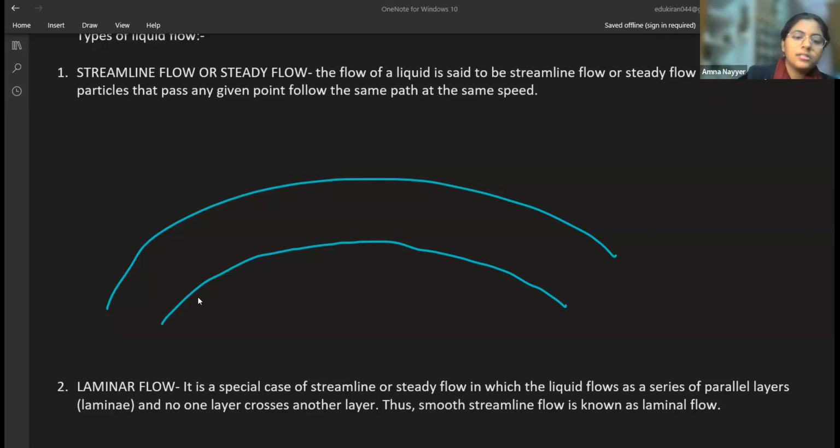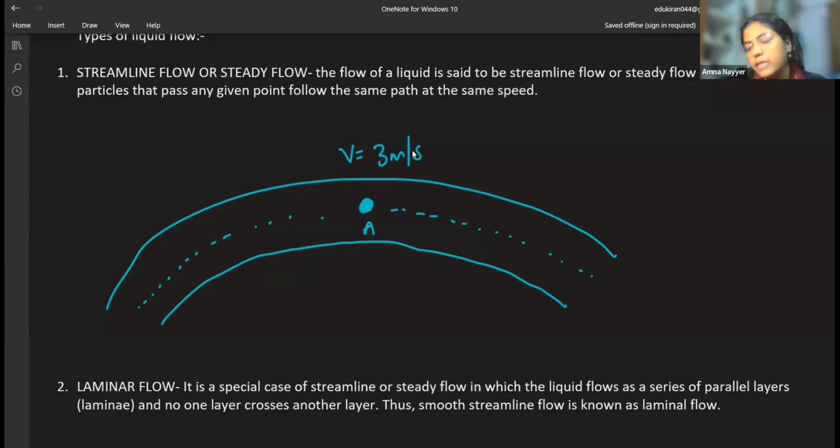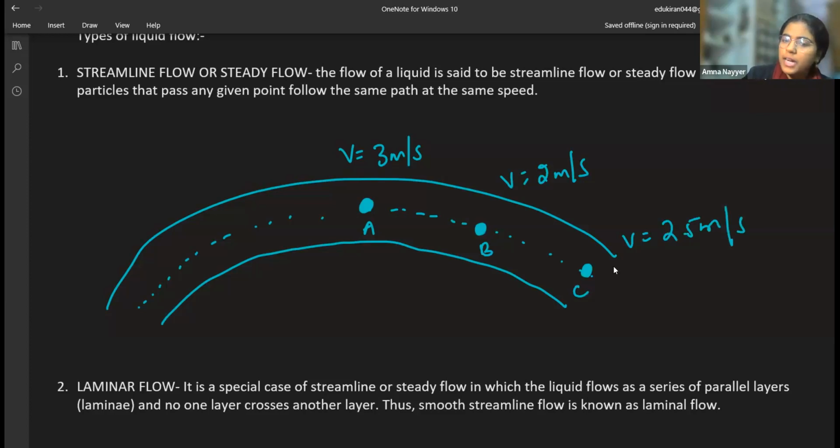See, suppose many particles are coming. This is a path of flow of some liquids. I am emphasizing on this point. Suppose this is point A. When a particle came here, its velocity was 3 meters per second. Then it moved away, and at point B its velocity became 2 meters per second. And at this point C, the velocity became, let's say, 2.5 meters per second. So this is one particle which is moving.